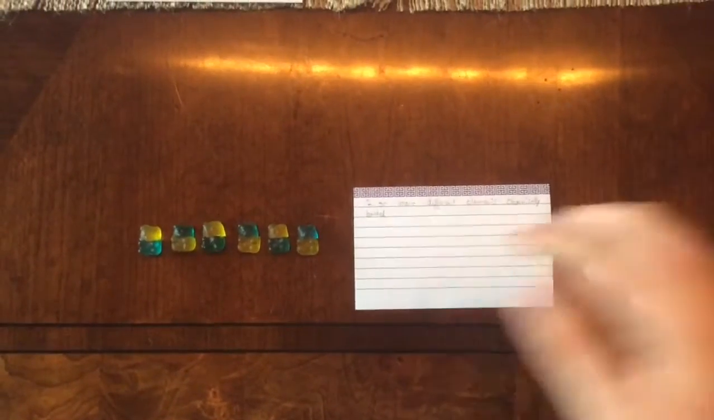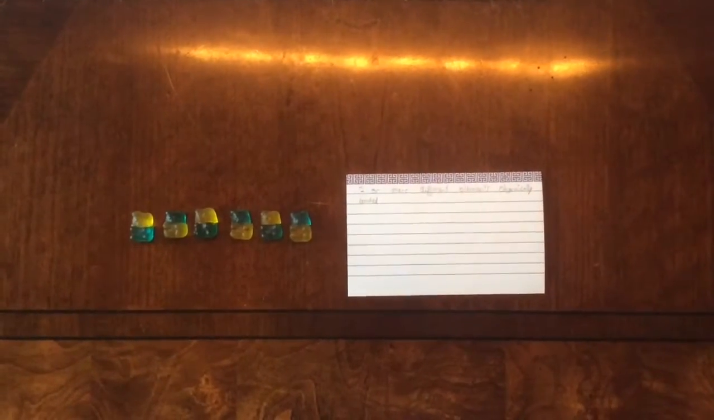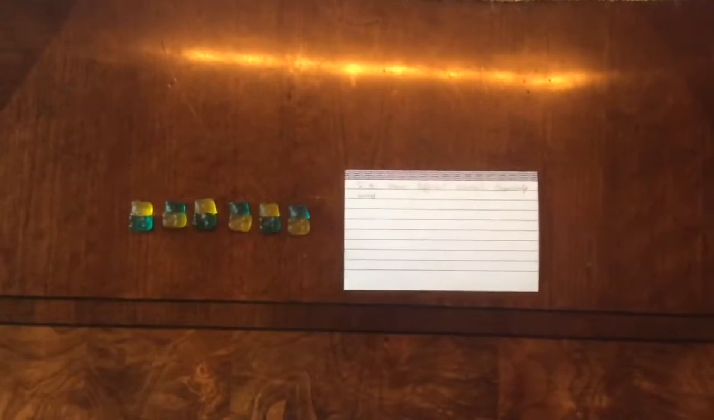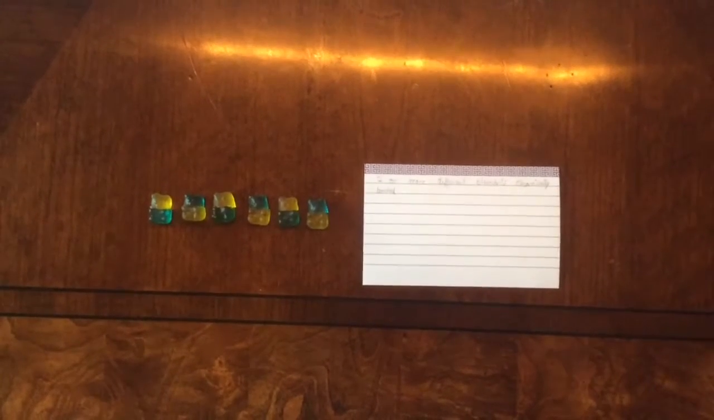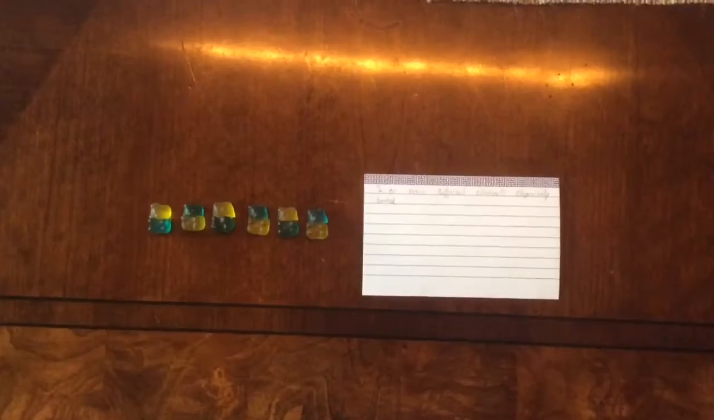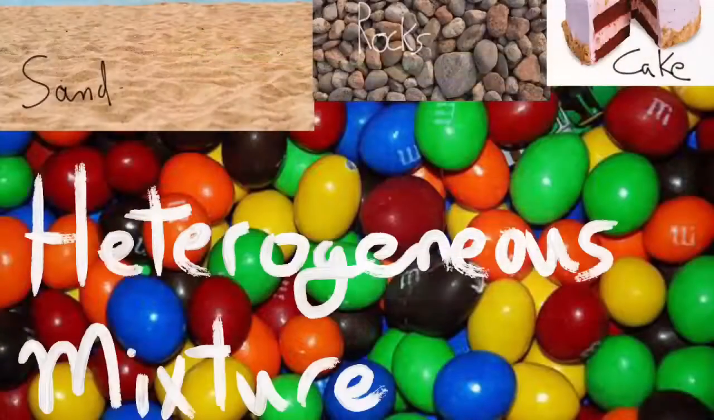A compound is two or more different elements chemically bonded. These gummy bears are examples of compounds because they can be broken down and they are made of two or more elements.